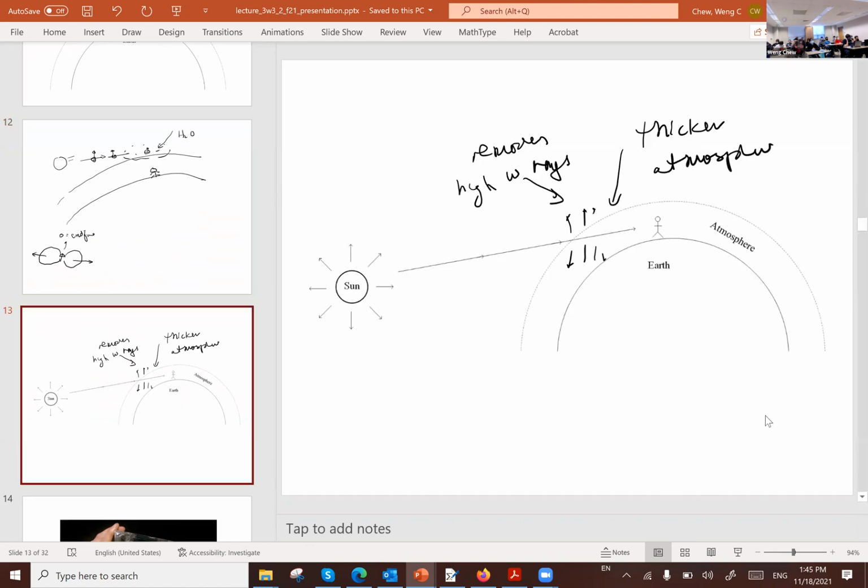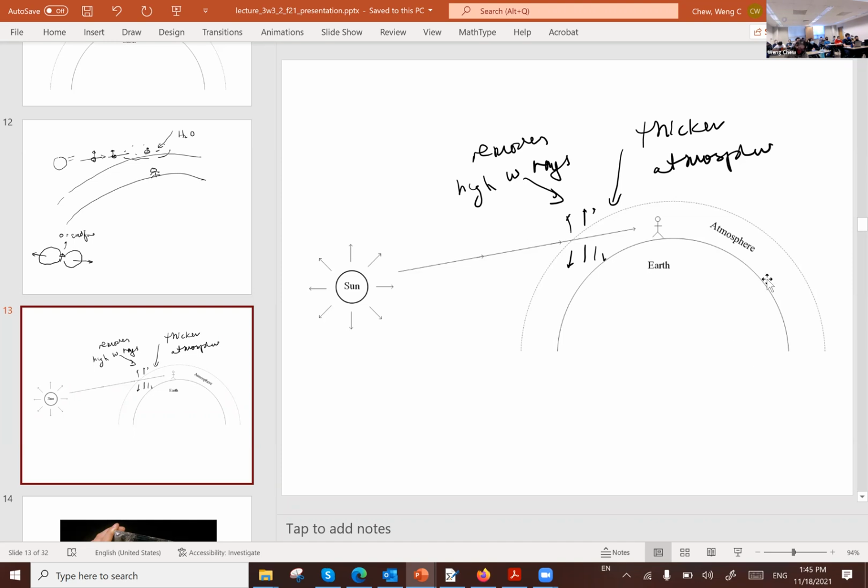Now this, you can explain why the sunset goes dark. The blue light has been taken out of the spectrum, and by the time the light spectrum reaches the eye, it becomes dark. Okay.